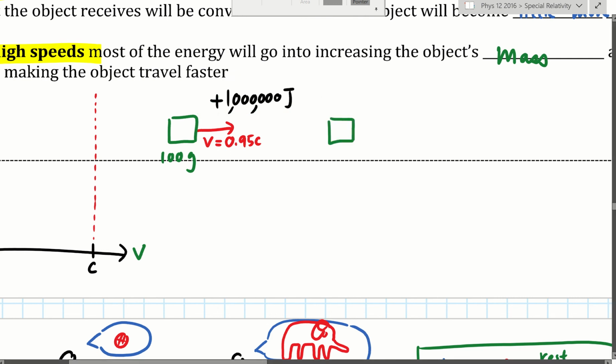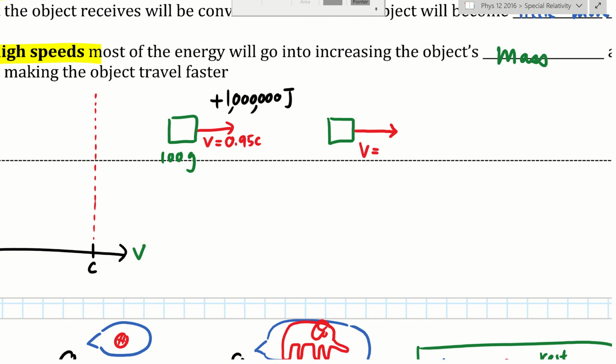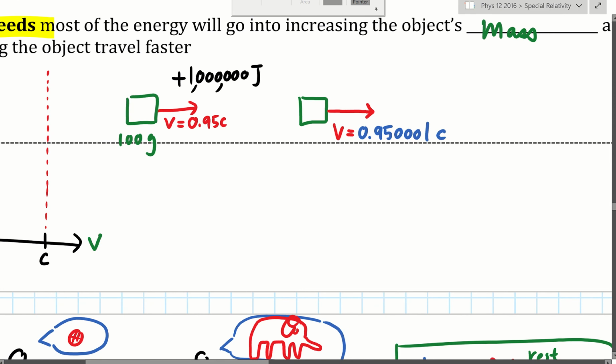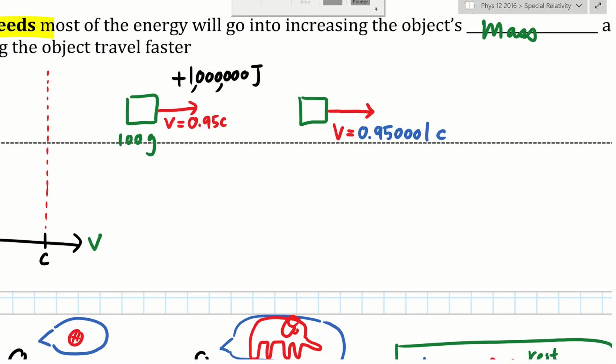Now, the object, of course, is going to speed up, right? Of course, it's going to go faster because I'm giving it energy after all. But the effect is very, very small. The object will only go a tiny bit faster. So, from 95% of the speed of light to, for example, 95.001% of the speed of light. So it only increased slightly.